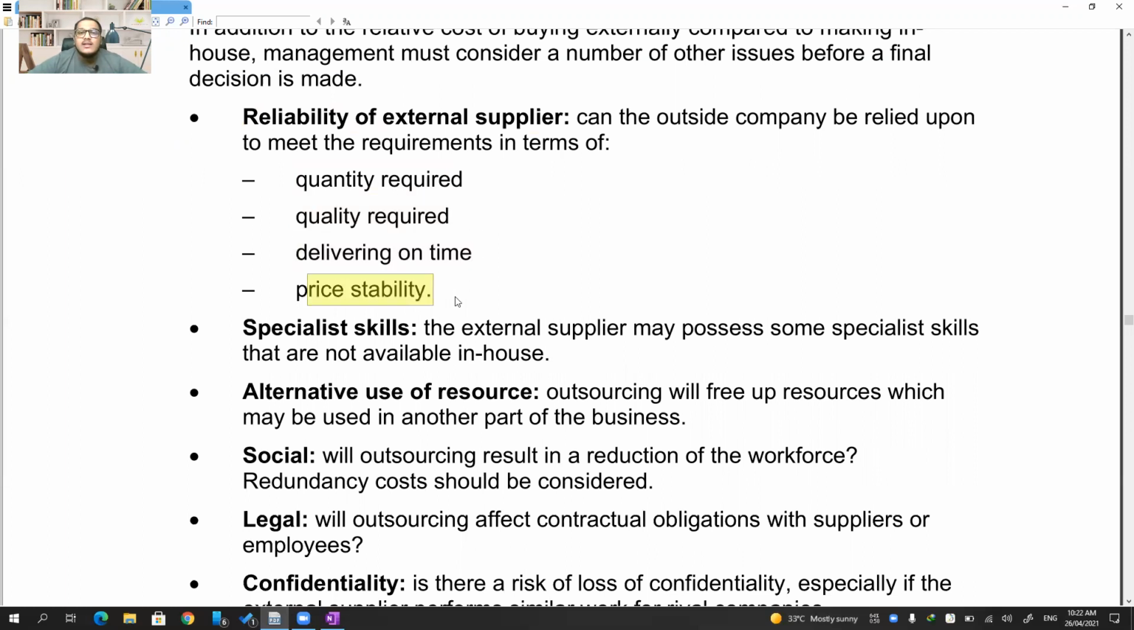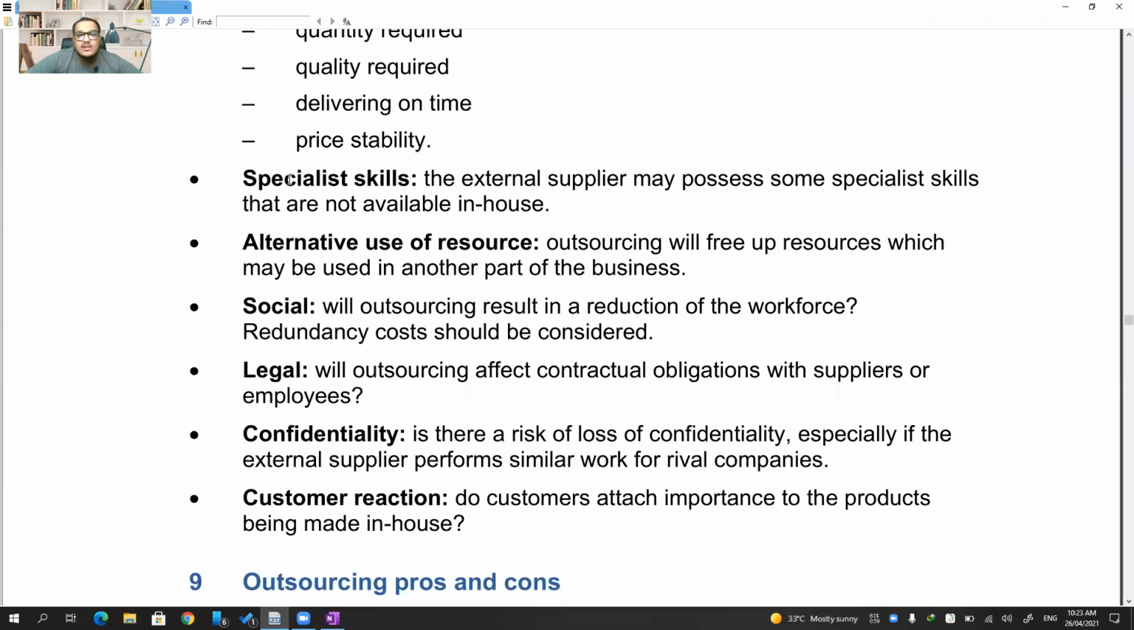Will he be maintaining the same price or will he fluctuate the prices a lot? So you need to consider all these factors before you buy from an outside party. Similarly, specialist skills. Sir, what you possess versus what an external outsourcing agent possesses are completely different.